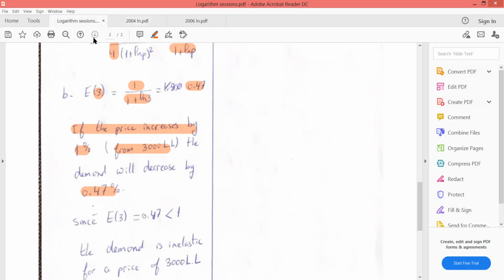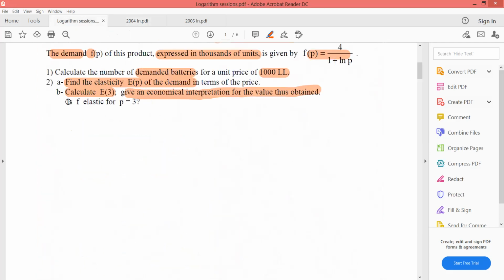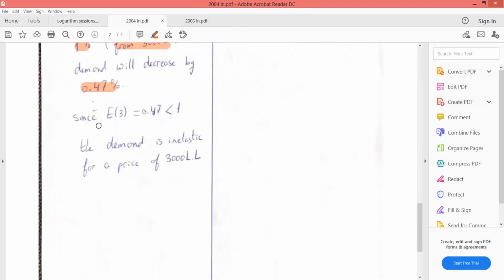The last part: is the demand elastic for P equals 3? As I told you before, since E of P is smaller than 1, the demand is inelastic. Since E of 3 equals 0.47, which is less than 1, the demand is inelastic for a price of 3,000 Lebanese lira.